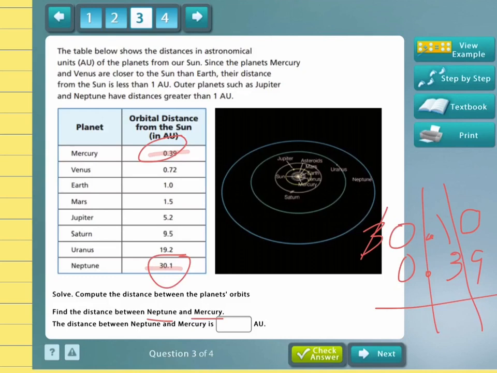I'm going to regroup the tens into 2 tens and 10 ones. I'm going to regroup the 10 ones into 9 ones and 10 tenths. I'm going to regroup that into 10 hundredths. 10 minus 9 is 1. 10 minus 3 is 7. 9 minus 0 is 9, and 2 minus 0 is 2. So it's 29 and 71 hundredths AUs is the distance between Neptune and Mercury.